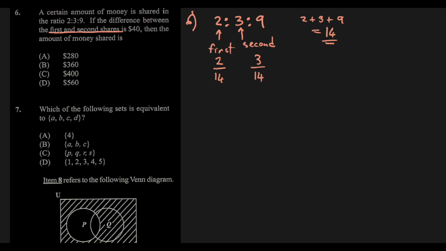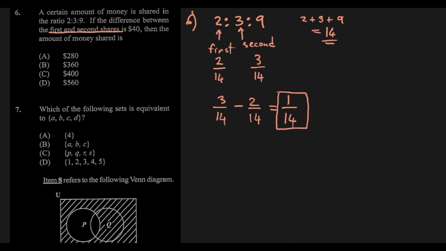Basically whatever fraction is the difference of these should be the same thing as saying $40 out of the total. So what we mean by that is 3 over 14 minus 2 over 14. This is equal to 1 over 14 because we have the same denominator, and once we subtract these numerators, we end up with 1 over 14.